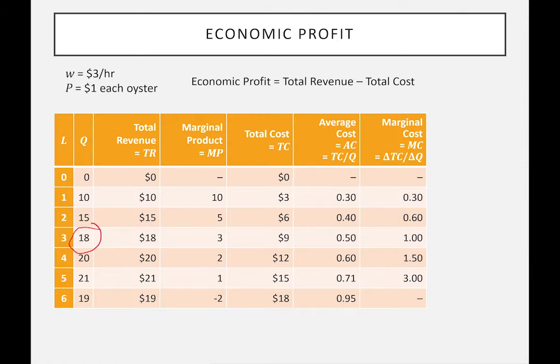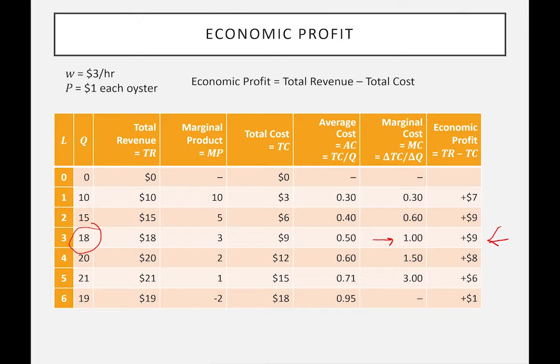oysters. That's working for 3 hours. You can see it here as being the price is equal to $1, equal to the marginal cost. So we can calculate the economic profit. We've got total revenue minus total cost, and you can see it's $9 here. That's the maximum. If you were to work longer, the economic profit would go down.